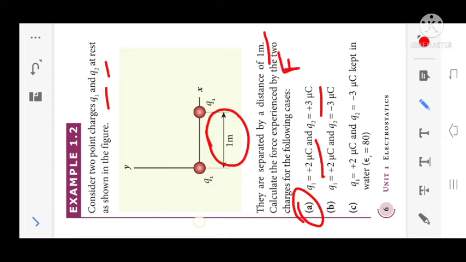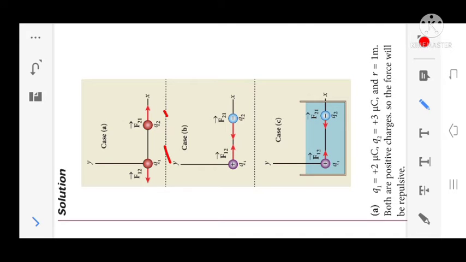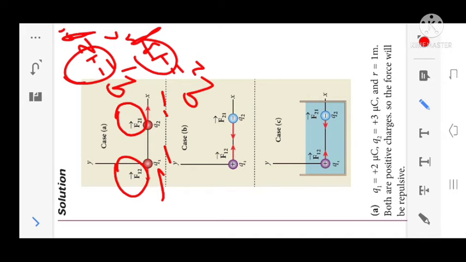Look at this diagram. In case 1, we have two charges Q1 and Q2, where Q1 is equal to plus 2 microcoulomb and Q2 is plus 3 microcoulomb. Both are positive charges. Positive charges experience repulsive force, so the force direction is away from the charge. So that's why F21 and F12 act in opposite directions.